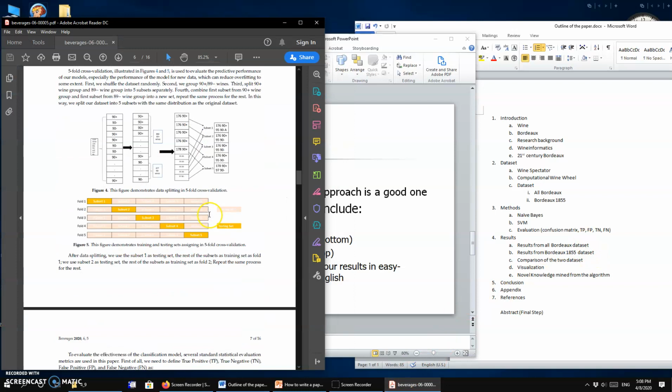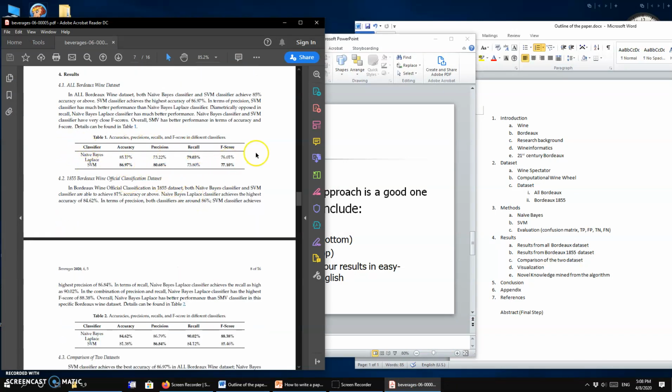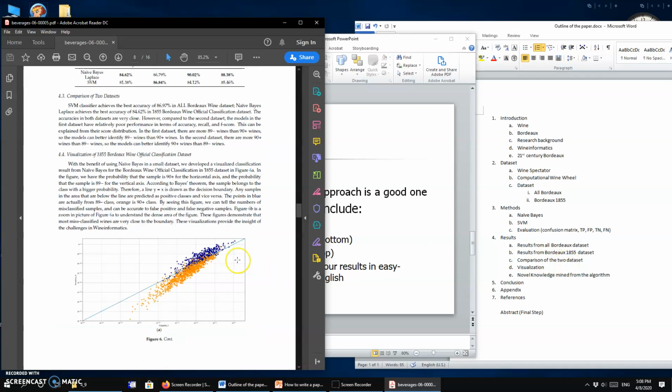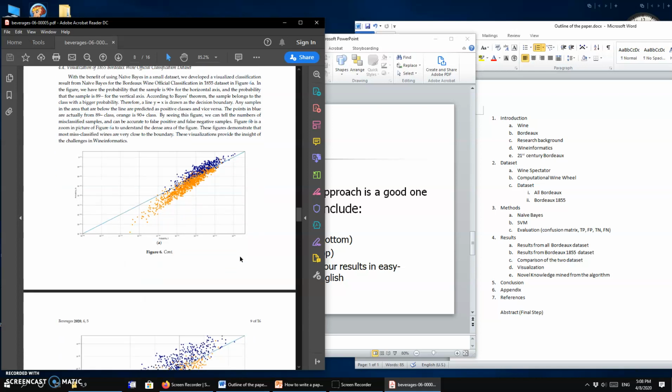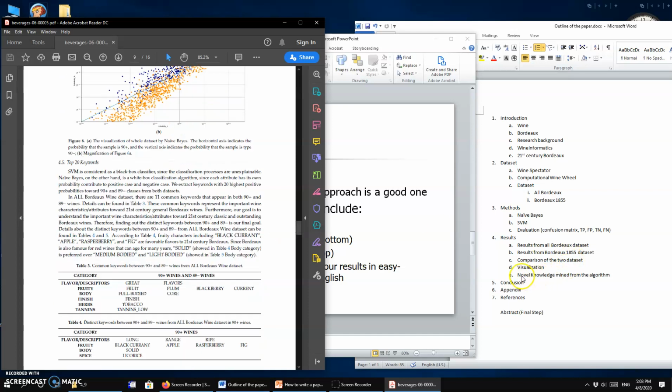And therefore, if we look into that, you can see the results that we have reported over here: what is the accuracy, precision, recall, F score, as well as what the results are from the second data set. So after we showed the two data sets' results, we then try to compare the two data sets. And then we also provide some extra information to understand the problem, so that we have some visualizations over there.